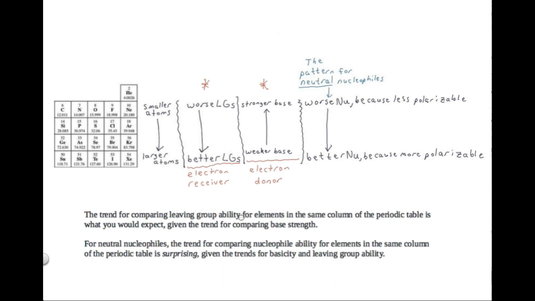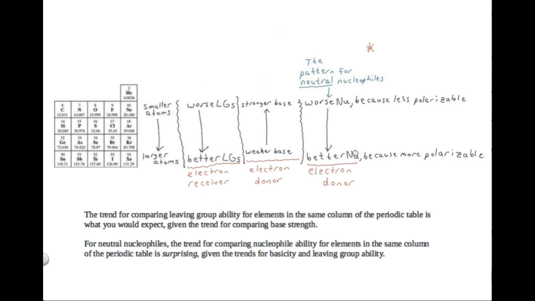The trend for comparing leaving group ability when you're looking at elements in the same column is what you would expect given the trend for comparing base strength. The weird thing that's surprising, that you would not expect just from thinking about it, is the trend for nucleophile ability. This trend for nucleophile ability is not probably what you would predict based on the trends for leaving groups and bases. I already talked about that a little bit earlier in the video.